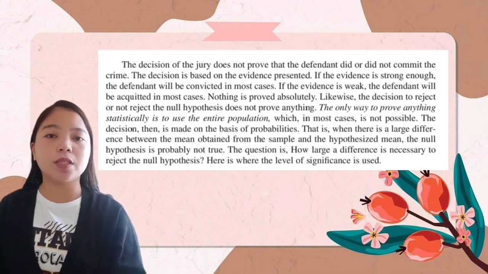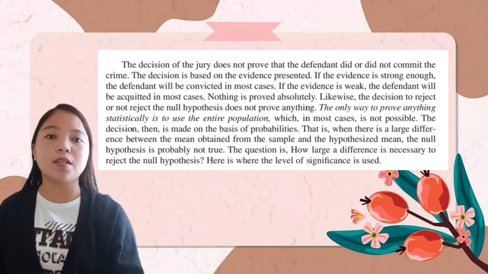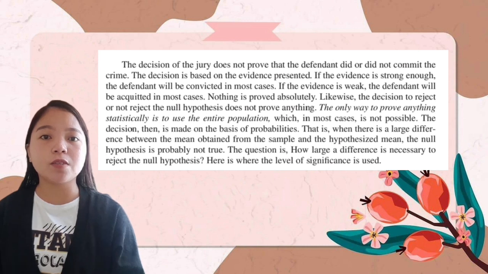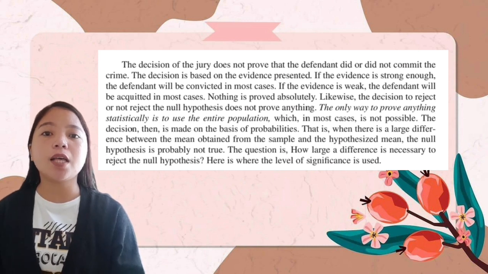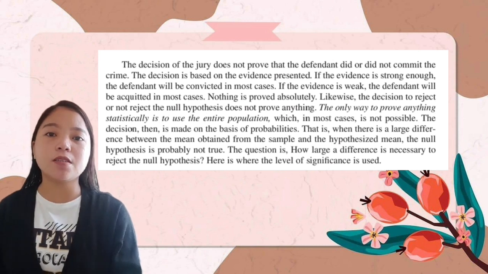Nothing is proved absolutely. Likewise, the decision to reject or not reject the null hypothesis does not prove anything. The only way to prove anything statistically is to use the entire population, which in most cases is not possible. The decision then is made on the basis of probabilities. That is, when there is a large difference between the mean obtained from the sample and the hypothesized mean, the null hypothesis is probably not true. The question is, how large a difference is necessary to reject the null hypothesis? Here is where the level of significance is used.